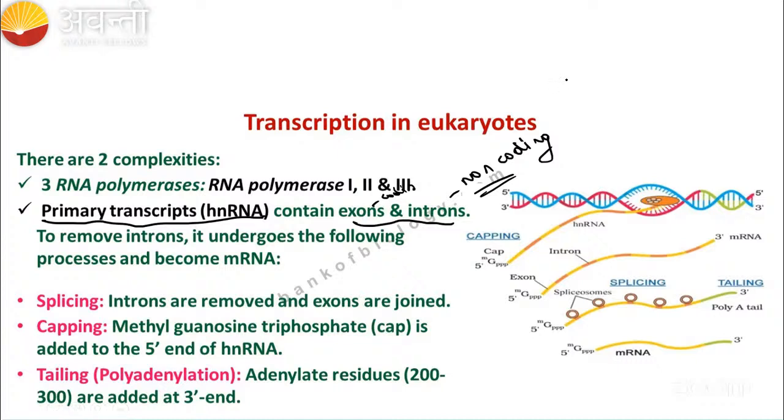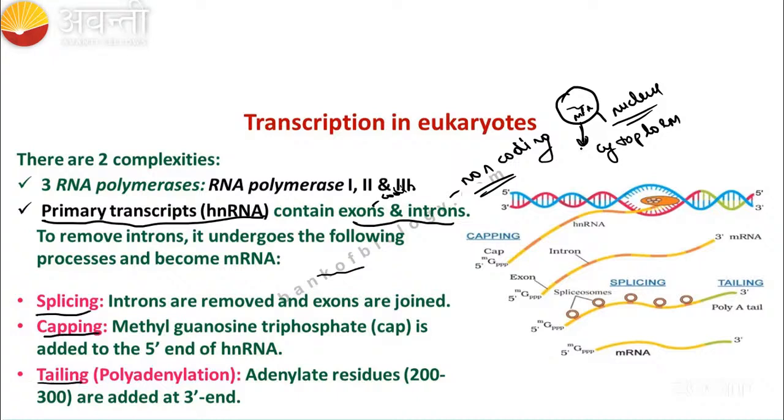When we talk about the eukaryotes, the RNA is synthesized and transcription happens in the nucleus, right? The protein synthesis happens in the cytoplasm, right? For that, the mRNA has to come to the cytoplasm, so it has to be made into mature mRNA. That's why there are three processes: splicing, capping, and tailing.